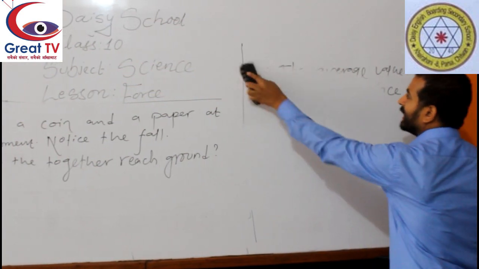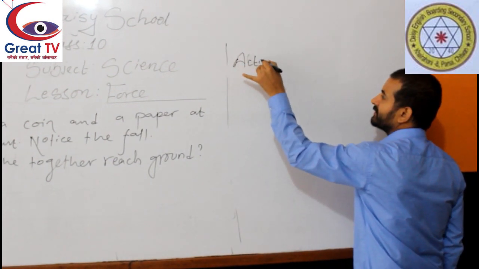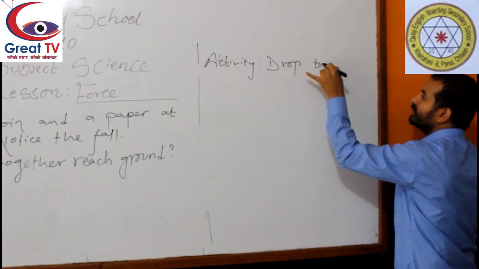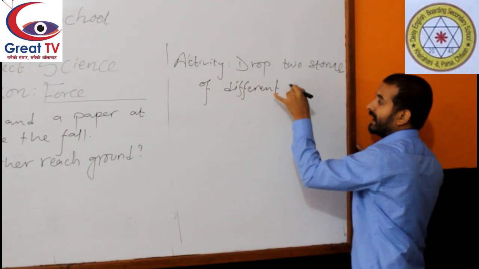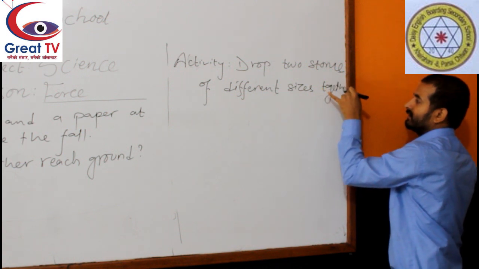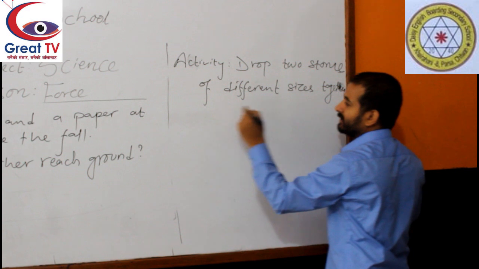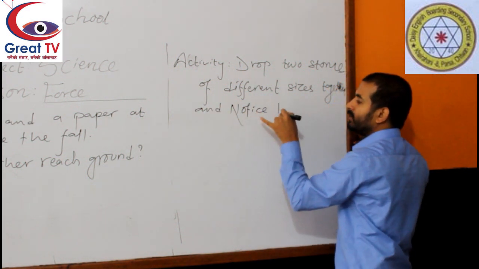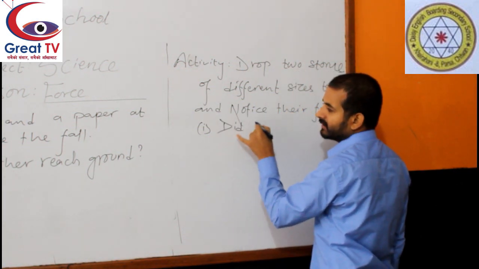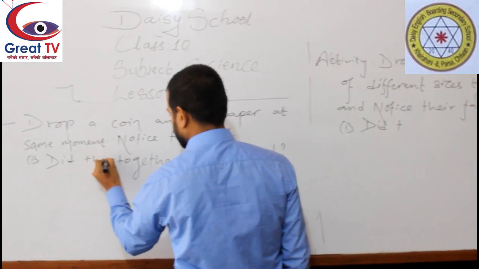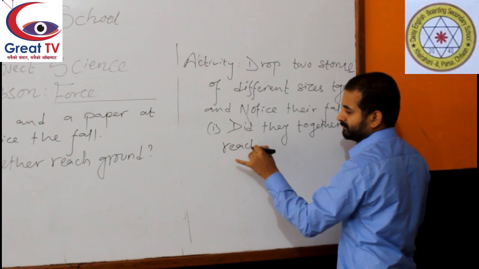Similarly, the second thing that I will write here is about two stones. Second activity. Drop two stones of different size together. Together, please, T-O-G-E-T-H-E-R. Different sizes together and notice their fall. Students, you also have to copy it. Don't forget. Number 1. Did they together reach the ground?